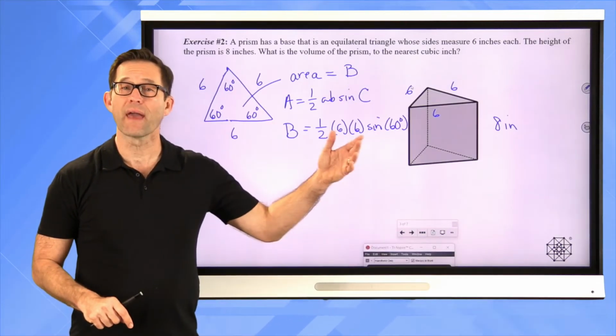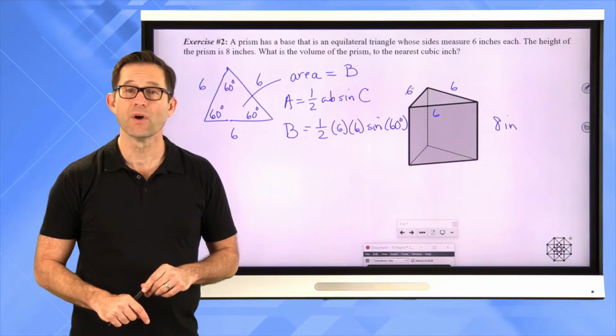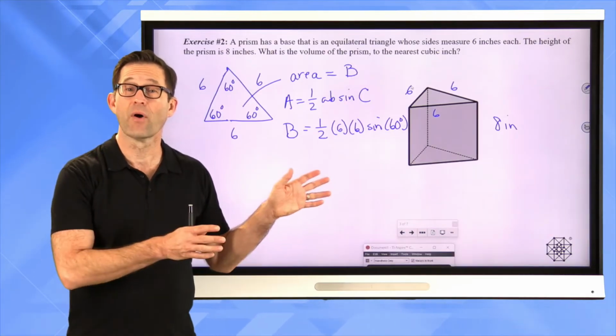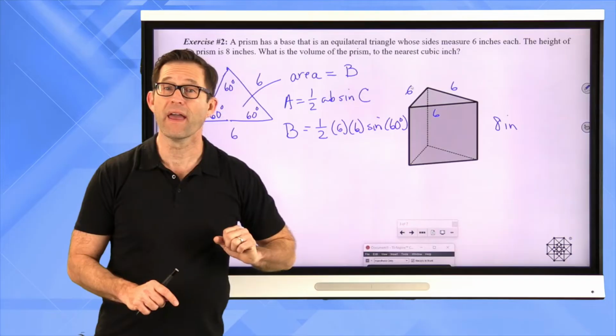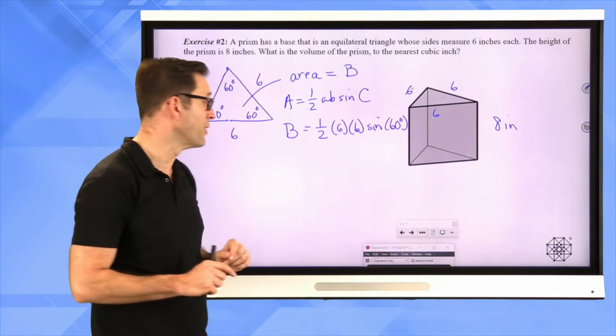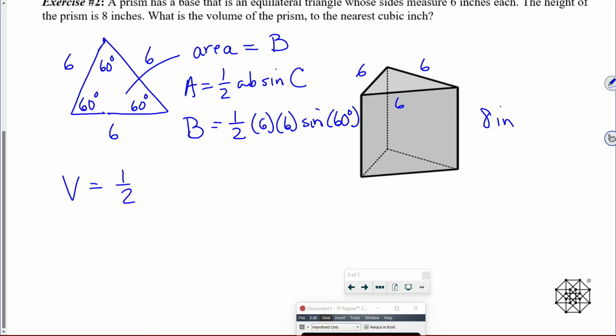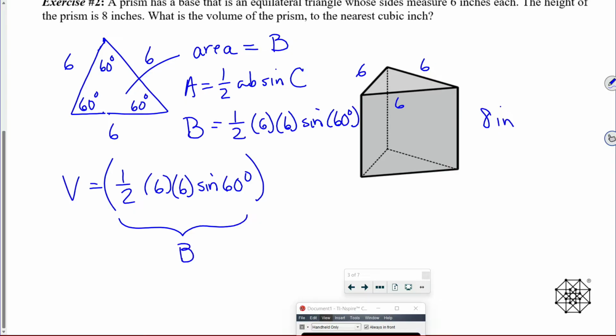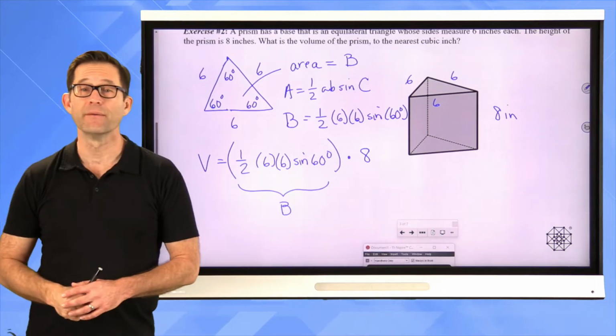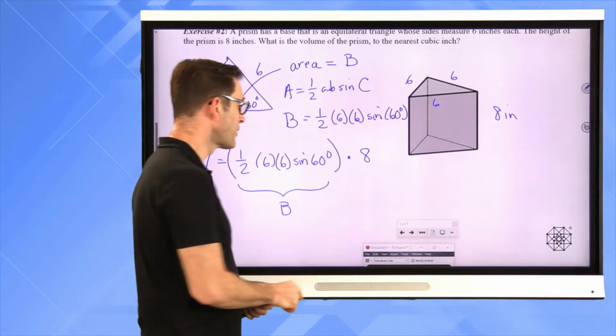Now, I could go ahead and calculate what the area of my base is, or I could just say, look, I'm going to have all of that and multiply it by 8. And that is going to be my volume. So ultimately, I'm going to do that all at once just to save myself some time. I have the 1/2 times 6 times 6, or you could even do 6 squared, times the sine of 60 degrees. That is my big B, the area of my base, times my height, and that should get the job done. All right, let's bring out the calculator.